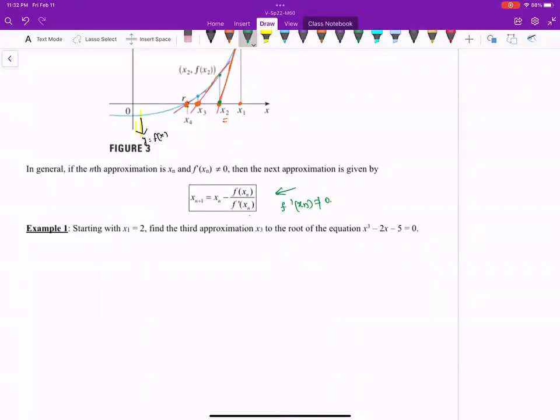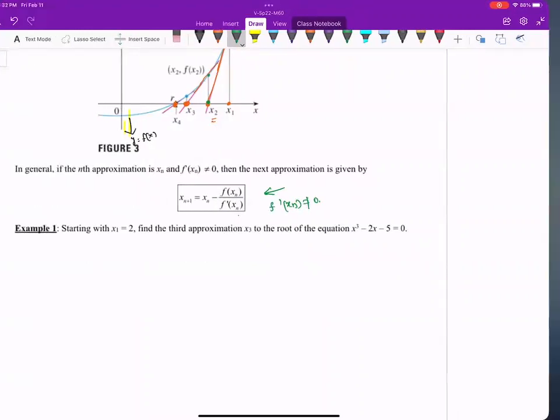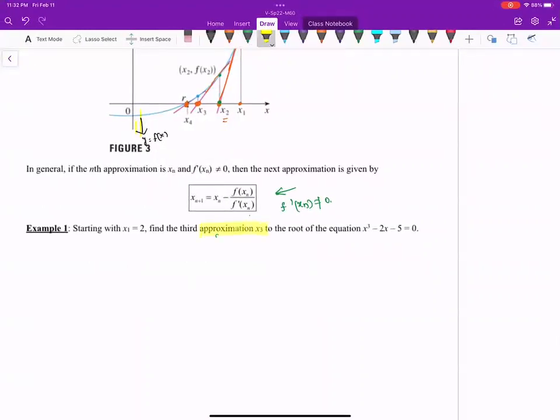So starting with x1 equal to 2, find the third approximation, namely x3, to the root of the equation x cubed minus 2x minus 5 equal to 0. So we are going to find out the third approximation. Let's do the problem manually, and then we can also learn how to effectively use the graphing calculator to do this problem in a much shorter way. So let's do the math now.